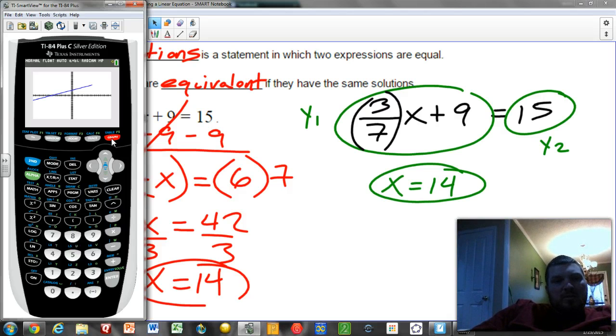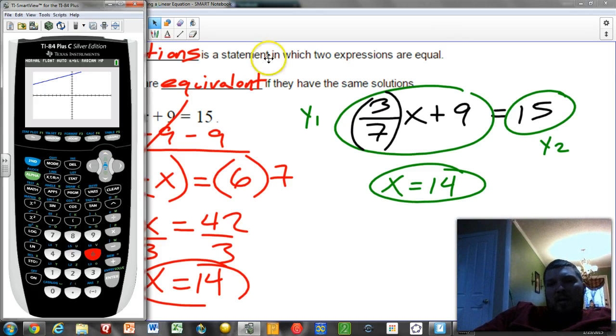Now, what I like to do every time I start a new picture is to hit zoom 6. Zoom 6 is called ZStandard, and what that does, if you hit that option, is it will take you back to the default factory settings screen. And I just like to do that every time I do a new picture. That way I'm starting from the same place every single time, just trying to stay consistent. And in math, consistency is really one of the major keys to success.